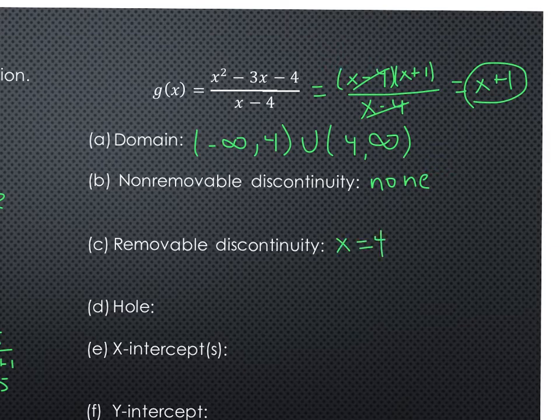To find our hole, I'm going to replace the x value and put it into our reduced form. So 4 plus 1 is 5. Therefore, our hole is at 4 comma 5.